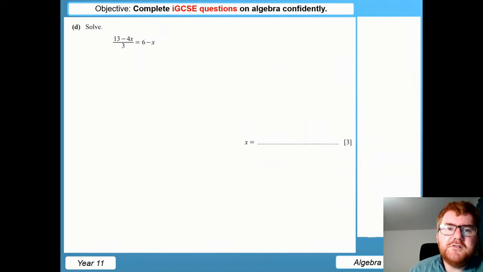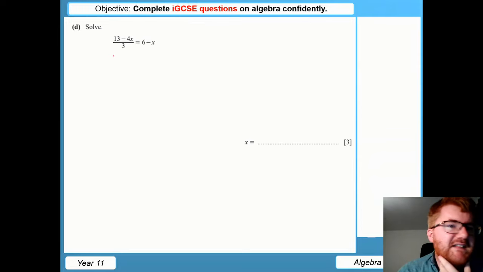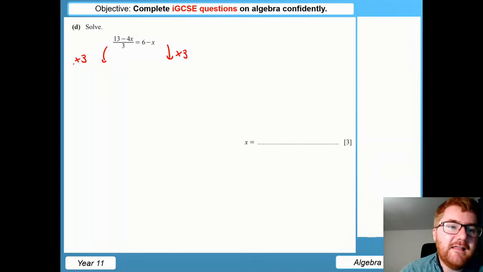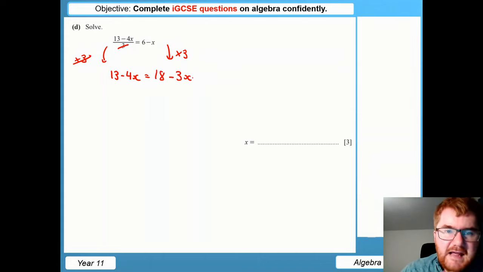And now we're going to solve this equation, and hopefully you're getting the patterns of the questions at this point in the video. I see a fraction. I don't like fractions. What's the opposite of dividing by 3? We're going to times by 3 on both sides. This cancels, giving us something quite nice, 13 minus 4x. And then we times both of these by 3, so be careful with that. So 6 times 3 is 18, minus x times 3 is minus 3x.